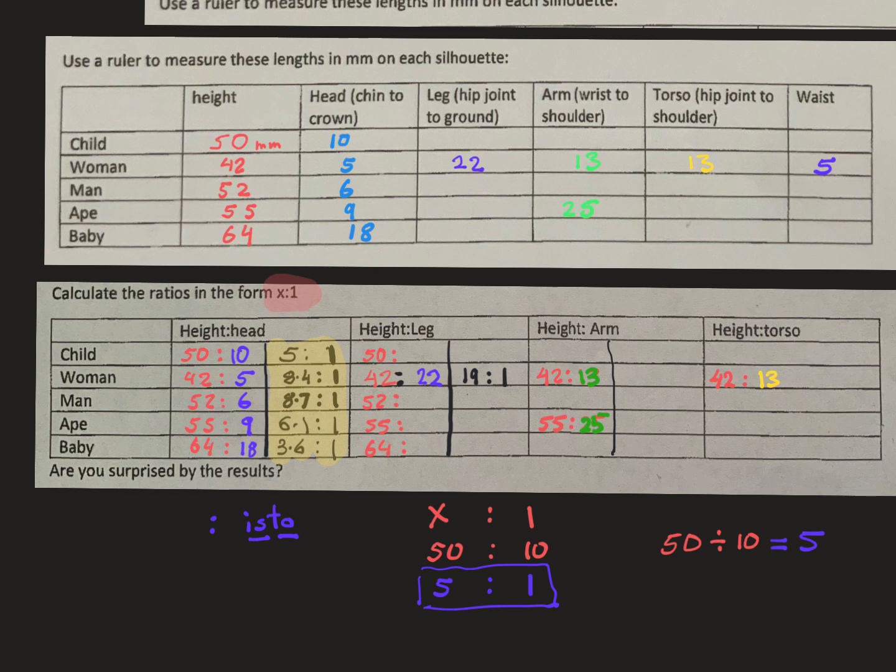So when I'm looking at this height here, where I've got the green, 42 is to 13. How do I change it to something is to 1? I divide 42 by 13. That will be 3.2 is to 1. The same thing goes for this one here. 42 divided by 13, once again, will also be 3.2 is to 1.